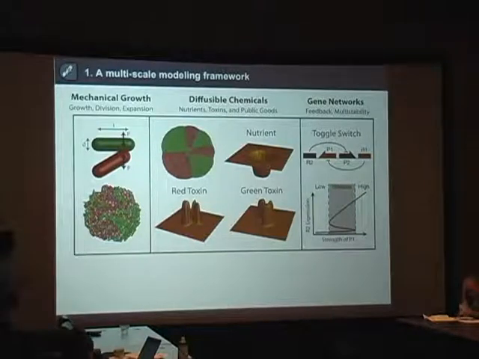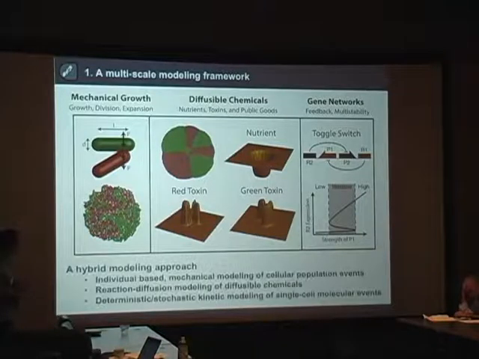First of all, when we consider bacterial growth, division, and expansion, we use an individual-based model approach. We describe the following expansion and then calculate the motion of individuals so that we can simulate the population expansion. And then we consider the chemical diffusing across the cells. We're using reaction diffusion to describe the process. And for the underlying gene network, we can use deterministic or stochastic simulation, depending on your need.